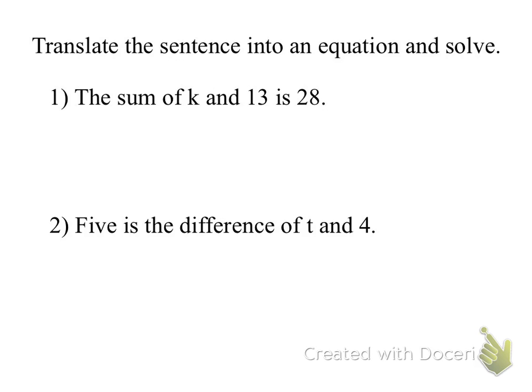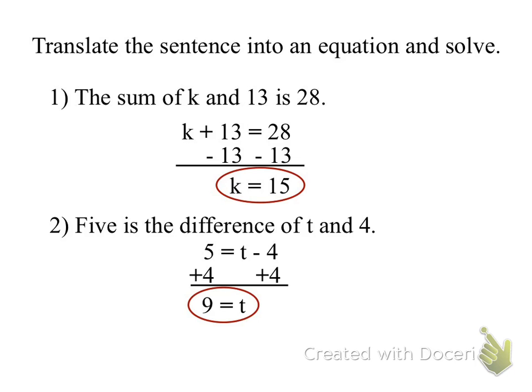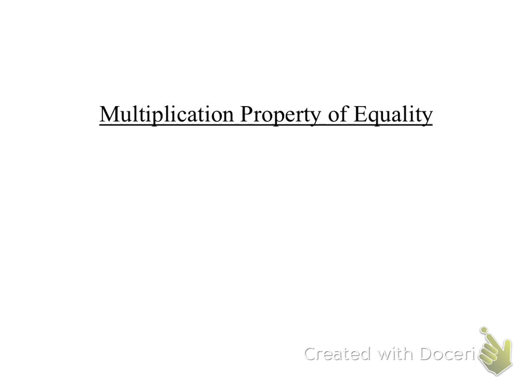Now check your work. The equation is 5 equals t minus 4. You need to keep the t exactly on that side and translate properly. Then use your addition property of equality, and you end up with 9 equals t. And that's the lesson for today.